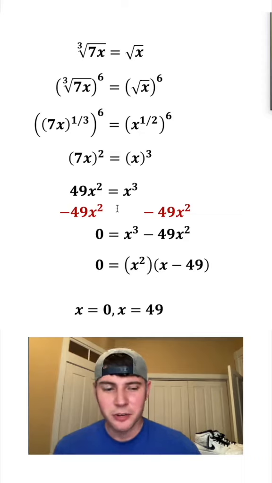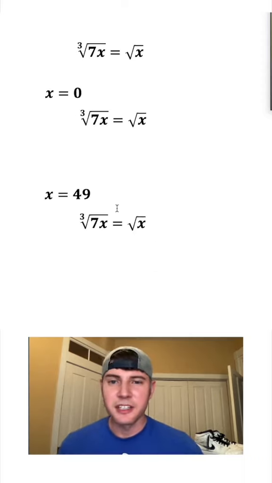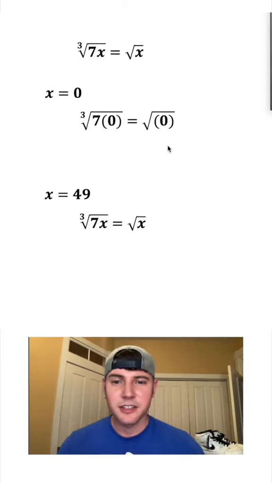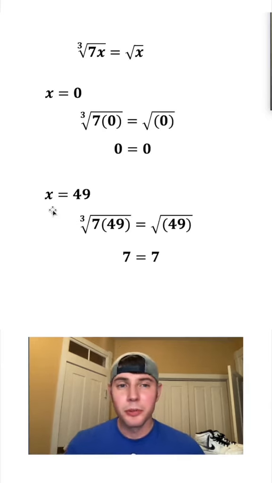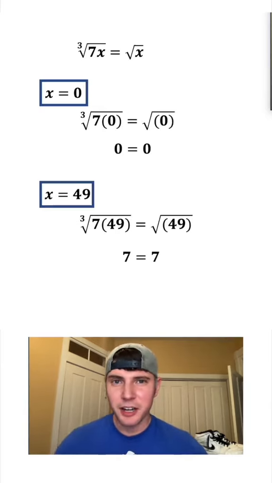In order to check them, let's get rid of all this work and bring them up here. We're going to take our equation, plug in 0 for the x's, and plug in 49 for the x's. Both our solutions work, so let's put each of them in a box. How exciting.